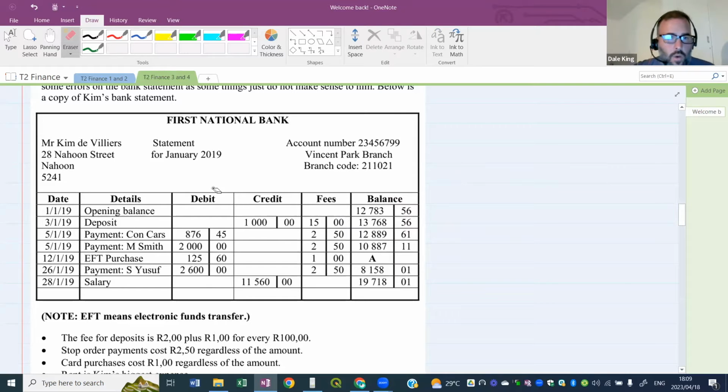Okay, and then we've got six columns here. First column is the date. They always have a date column. Details in the second column. Then we've got debit and credit.